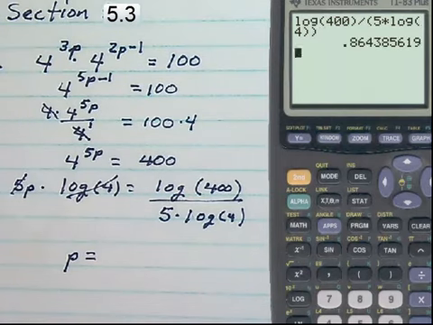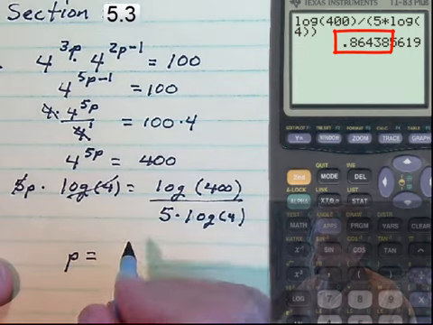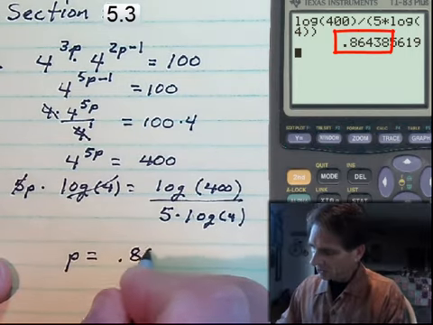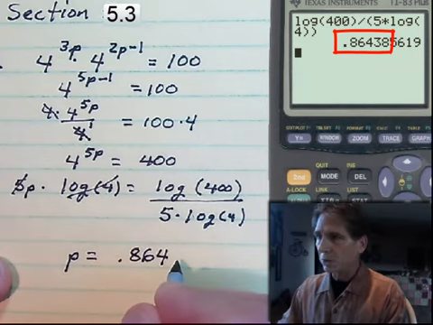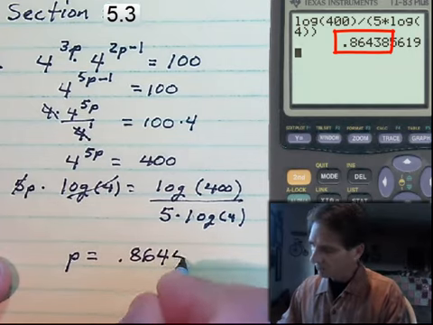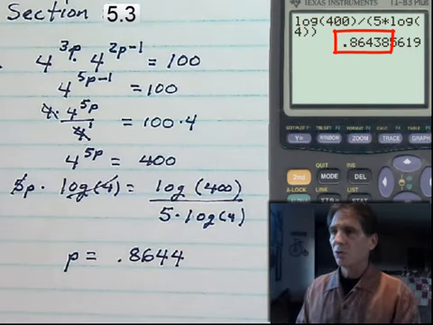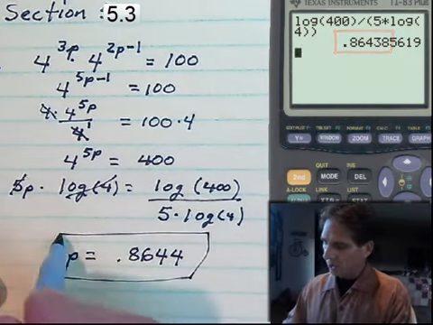We're told to round to the 4th decimal place, so p would be equal to 0.864. The 3 becomes a 4 because of the 8 to the right of it. So 0.8644. There you have problem 51.